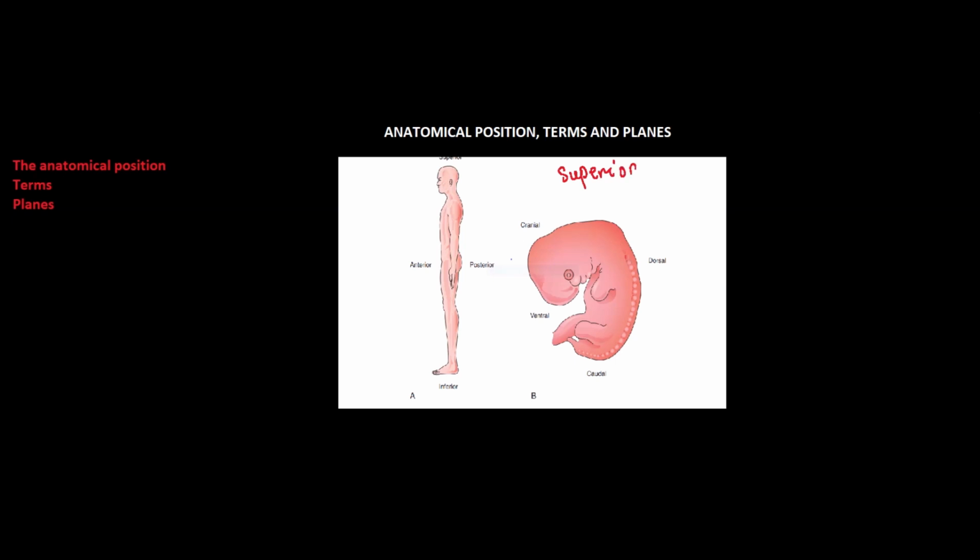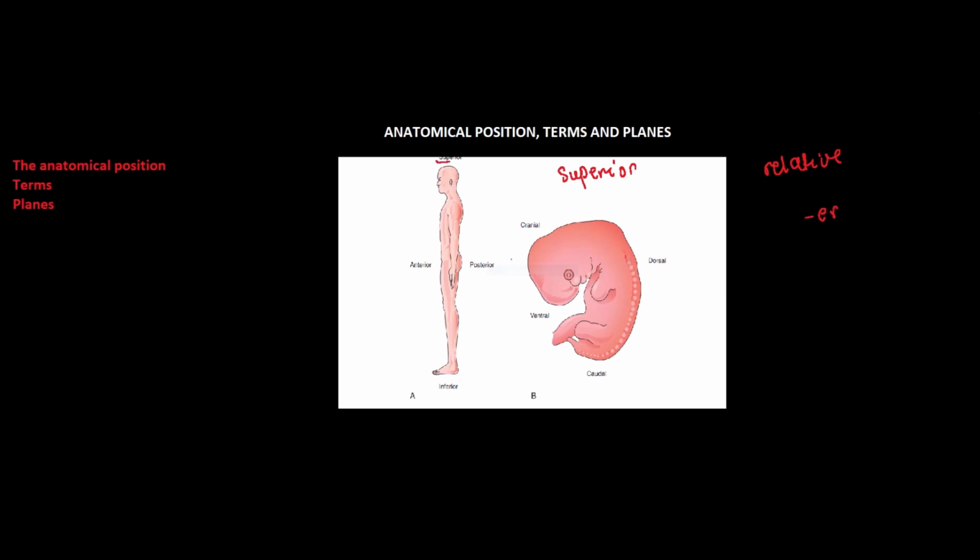Now it's important for us to take note of the fact that anatomical terms are relative. For example, the lungs are superior to the stomach, but this is a relative position. The lungs are not absolutely superior. There might be other structures superior to the lungs, but relative to the stomach, the lungs are superior. So superior means closer to the top, closer to the head region.